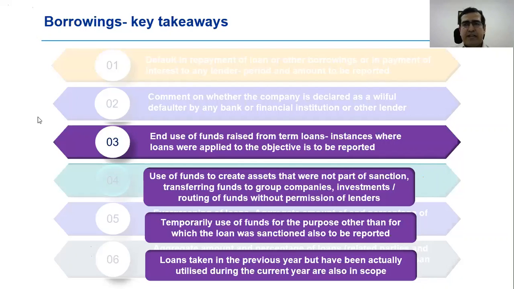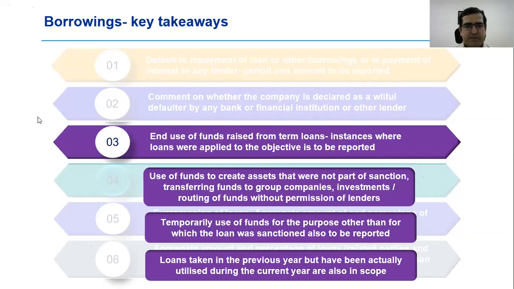So coming back, deployment of funds for a purpose other than the one for which they were raised, again is a breach. If the funds have been transferred to other subsidiaries or group entities, that again is a challenge. Routing of funds without the permission of the lender is also a challenge. And it's therefore extremely critical from an audit standpoint to try and look at it from a fund flow perspective.